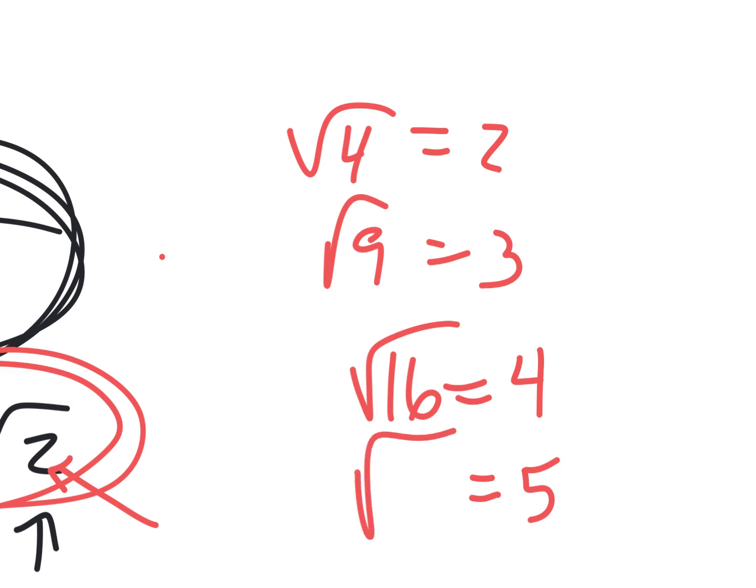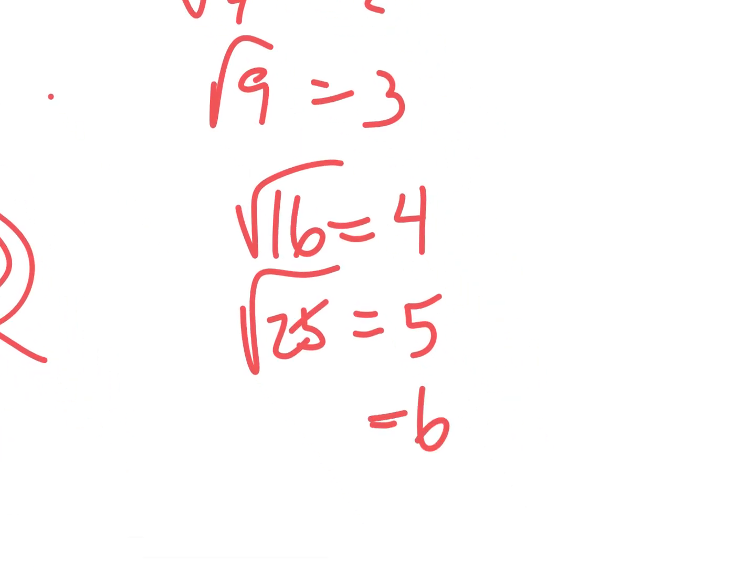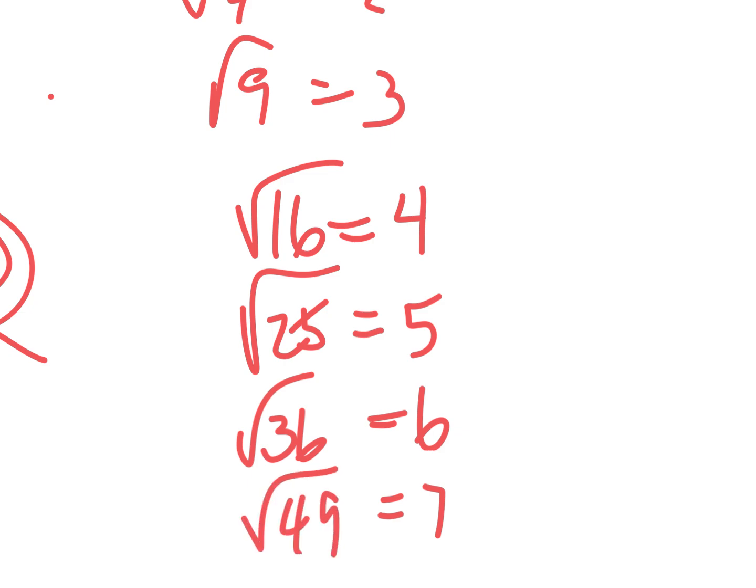Square root of what? 25, good. If the next one's 6, then that's square root of 36. The next one's 7, what's that one? 49. Okay, these are the ones you should have memorized, and all the way up to 10.